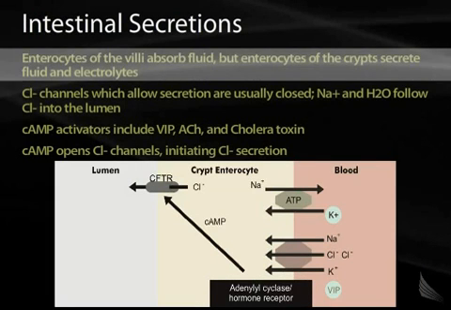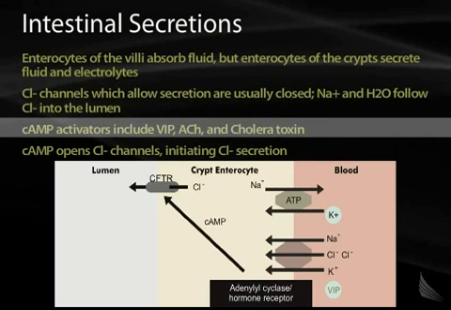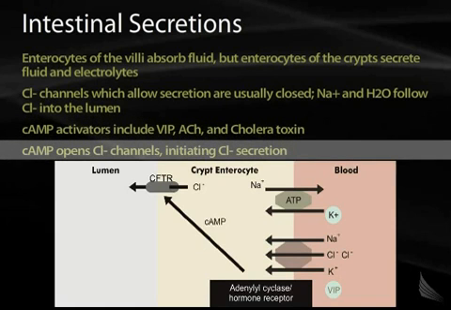In the small bowel, the enterocytes of the villi absorb fluids, but the enterocytes of the crypt secrete fluids and electrolytes. The chloride channels, which normally allow secretion, are usually closed, and sodium and water follow chloride into the lumen. This is mediated by cyclic AMP, and activators of this include VIP, or vasoactive intestinal peptide, acetylcholine, and cholera toxin. Cyclic AMP opens chloride channels, initiating chloride secretion.